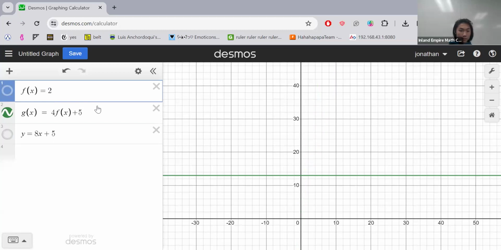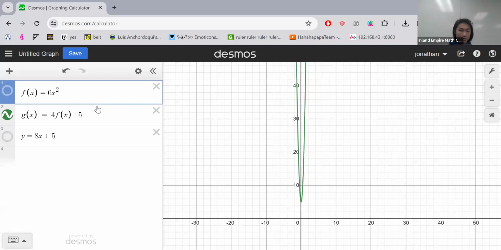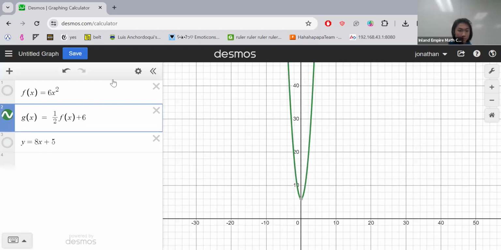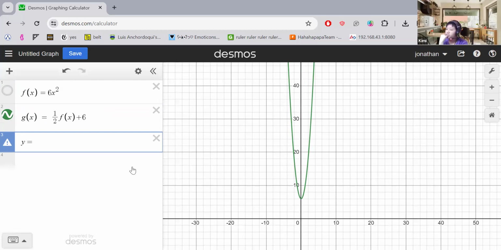All right, let's do the last one. Say 6x squared. Do the same changes, or some different changes. So what would our y equals be here? How can you define g of x without the f of x? I'm just guessing, is it 6x to the power of 2 times 1/2 plus 6?